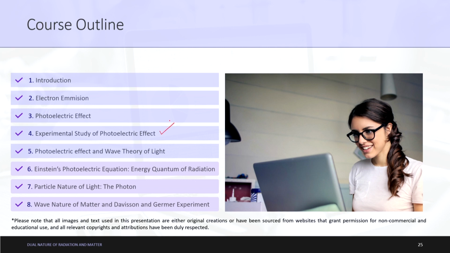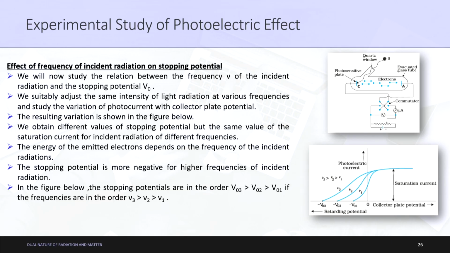effect. In the previous discussion we already completed the effect of potential on the photoelectric current. Today we will start with the second point, that is the effect of frequency on the photoelectric effect. So, let us not waste any time. Till now these 3 points have been completed, we are basically on the fourth point now. So, this is basically the effect of frequency of incident radiation on stopping potential.